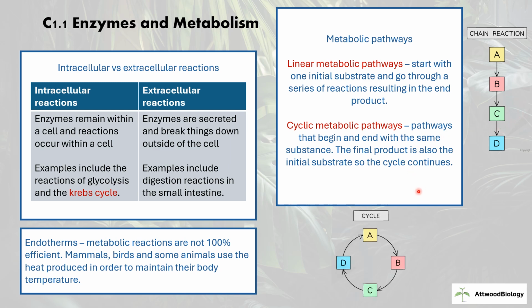We also have cyclic metabolic pathways. So we can see we've still got these four intermediates. So A, there's going to be an enzyme that turns that into B, another enzyme that turns that to C, another enzyme that turns that to D, and then we have another enzyme here that will convert D back to A in order for the cycle to continue. So we can have linear pathways or cyclic pathways.